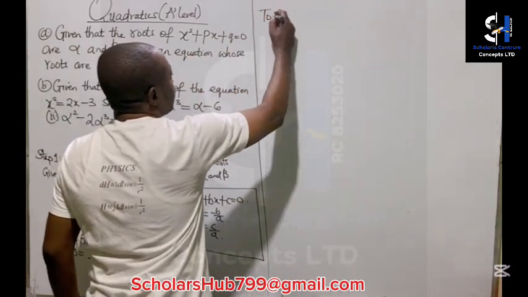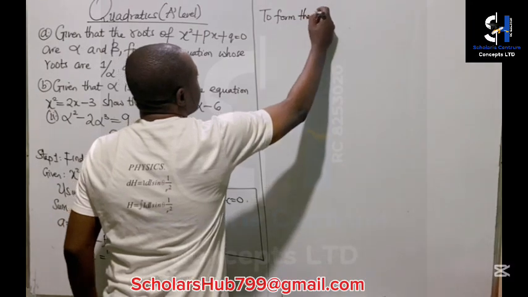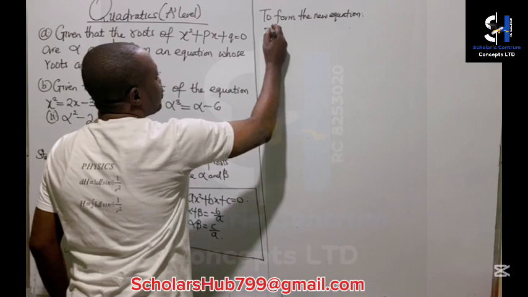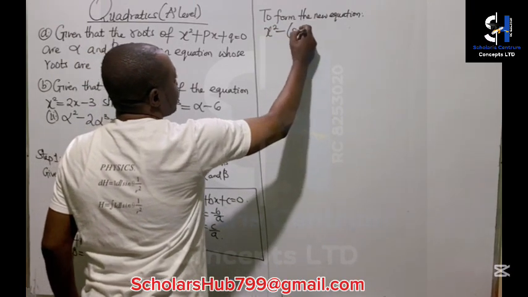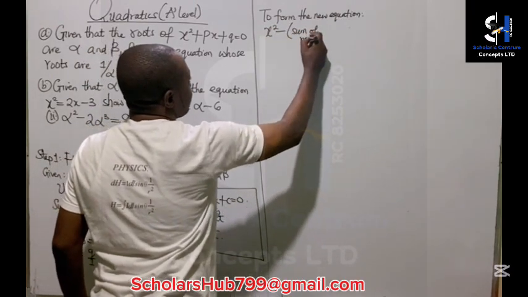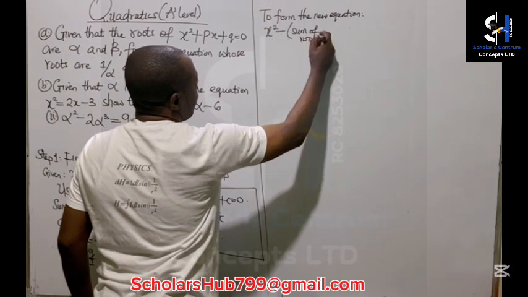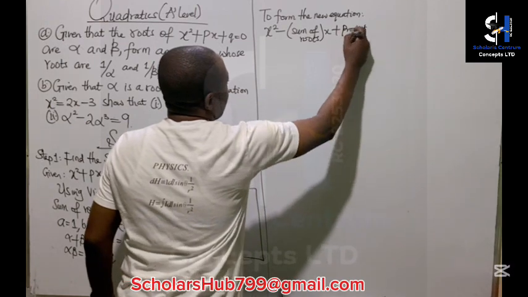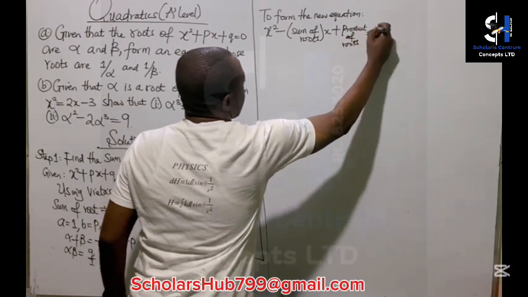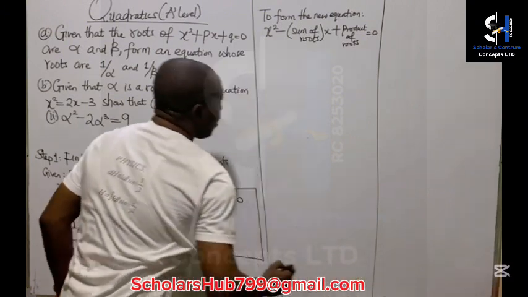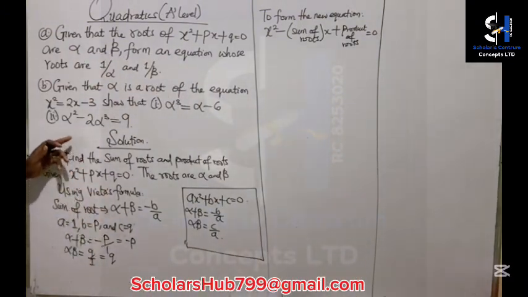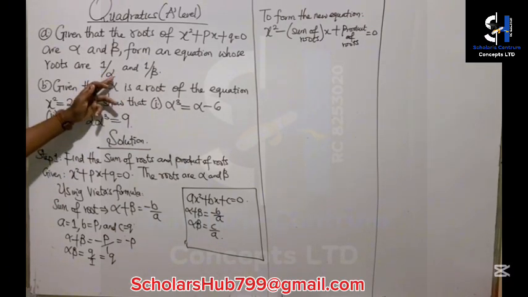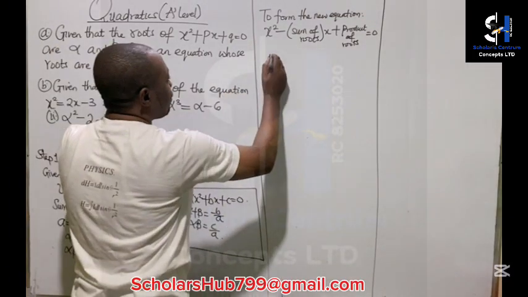Now, to form the new equation, we know that to construct a quadratic equation, the general formula is x squared minus (sum of roots) x plus product of roots equals 0. So let's get the sum of roots using these roots. We have 1 over alpha and 1 over beta.